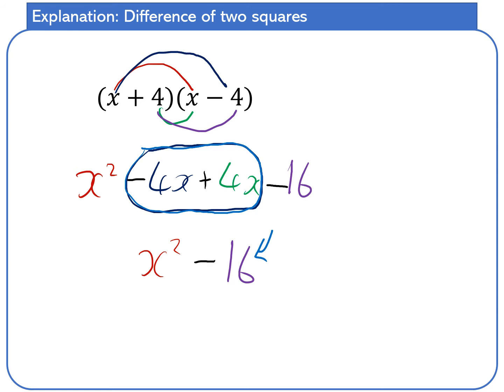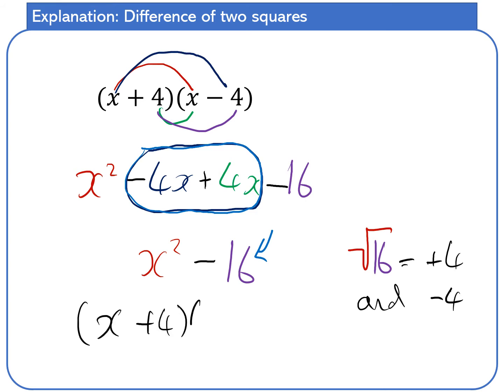So if I just think of the square root of 16, I know I've got two answers. I've got plus 4, because 4 times 4 is 16, and minus 4, because two negatives give me a plus. So if I see this, I quite simply factorize it as x plus 4 and x minus 4, and that's done.